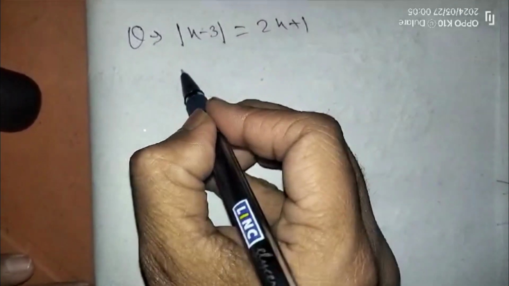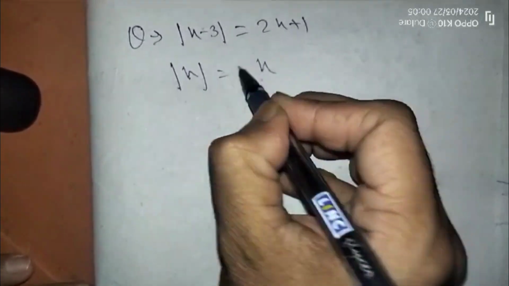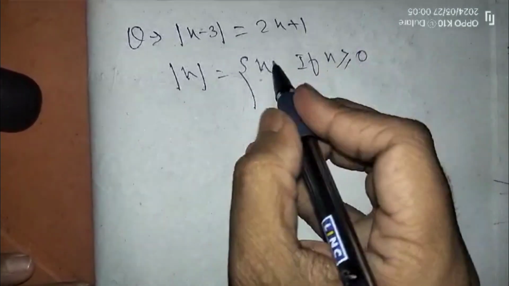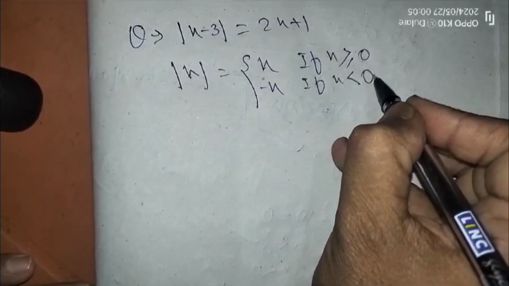The modulus function says that if you have any value under mod, it will be positive x if x is greater than or equal to 0, and it will be negative x when x is less than 0.